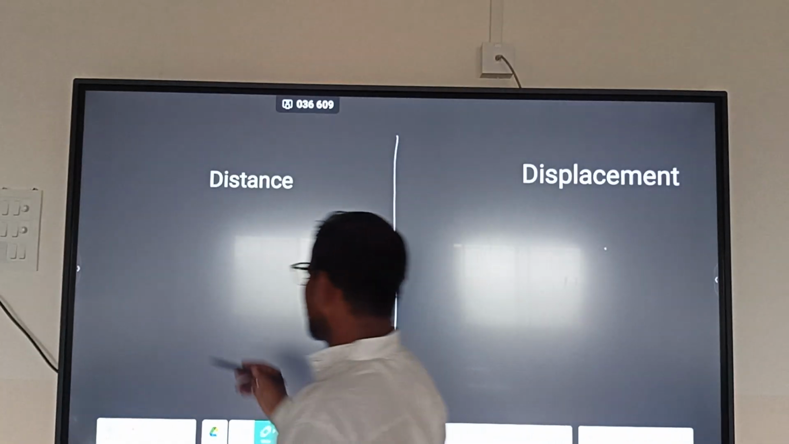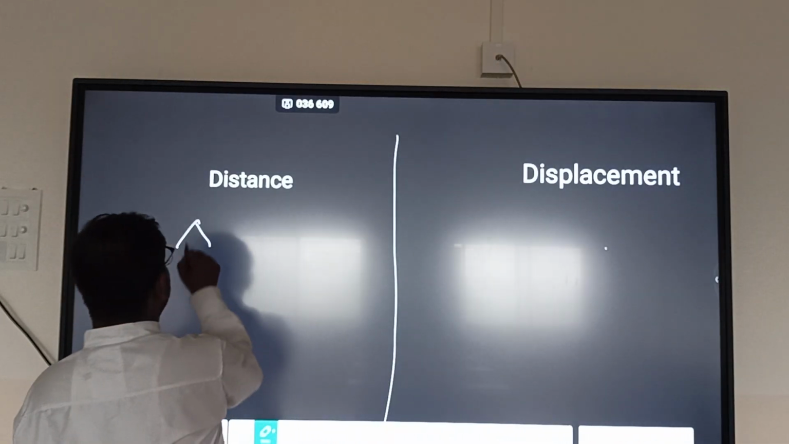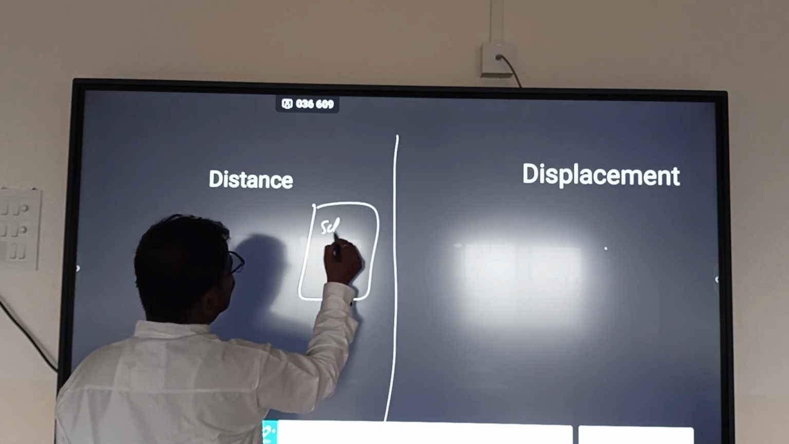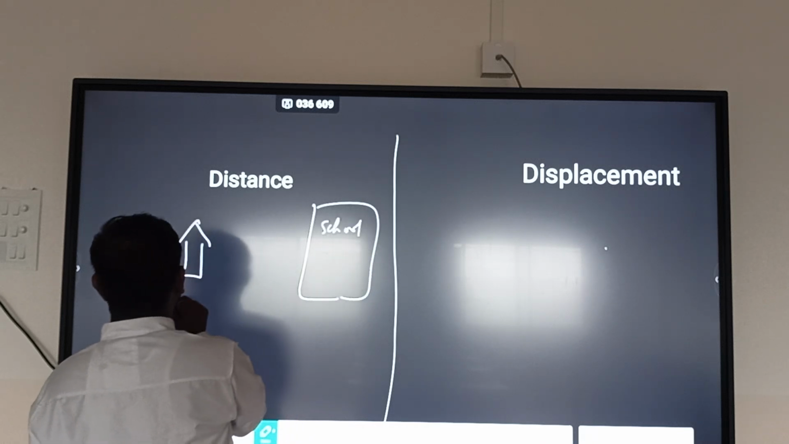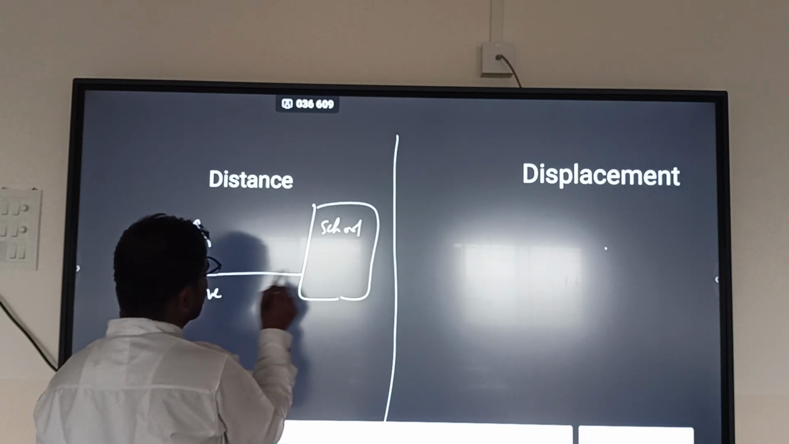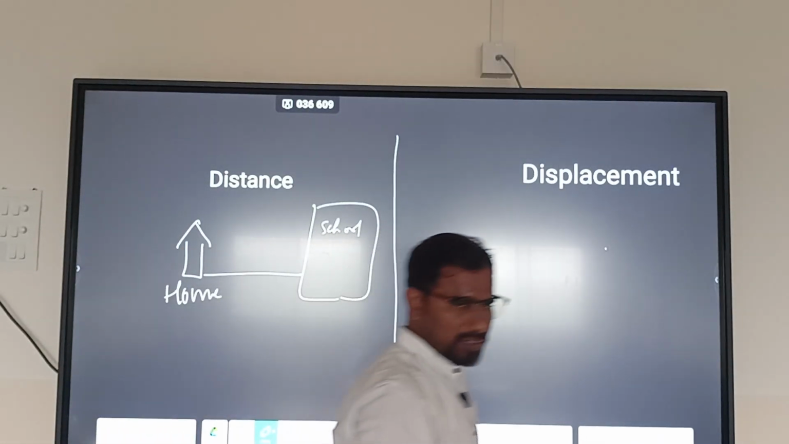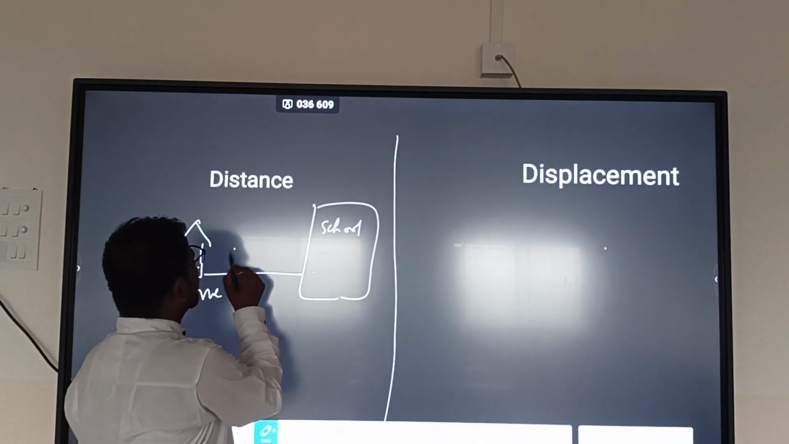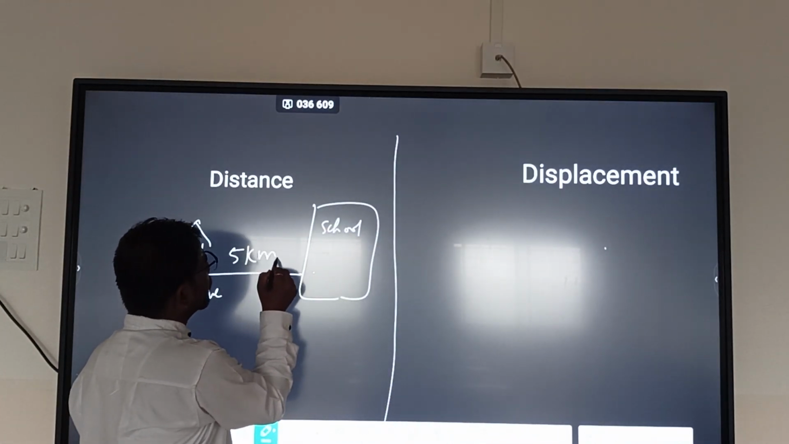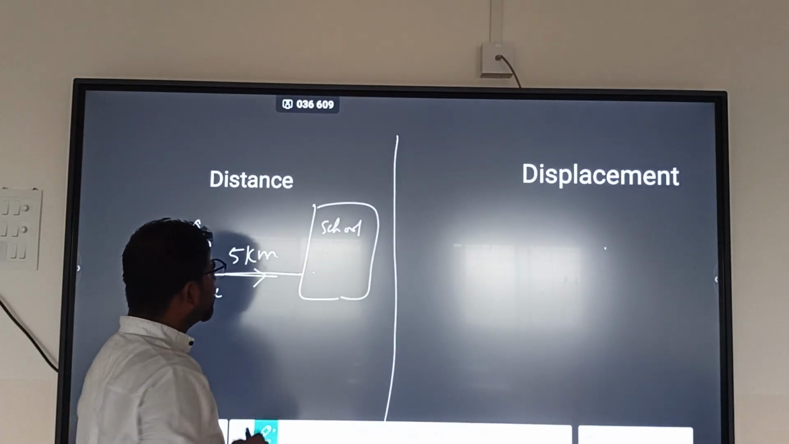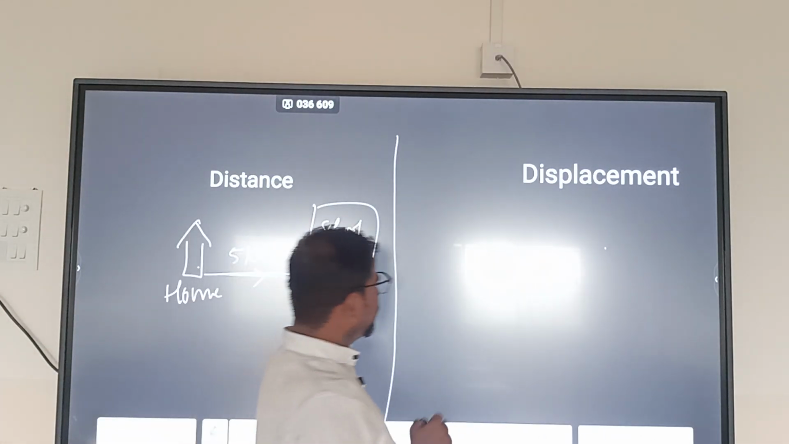One person, a student, is going to his school. This is his home, sweet home, and he is moving to his school. Suppose the distance between his house and the school is 5 kilometers, going in one direction. So the distance is 5 kilometers.